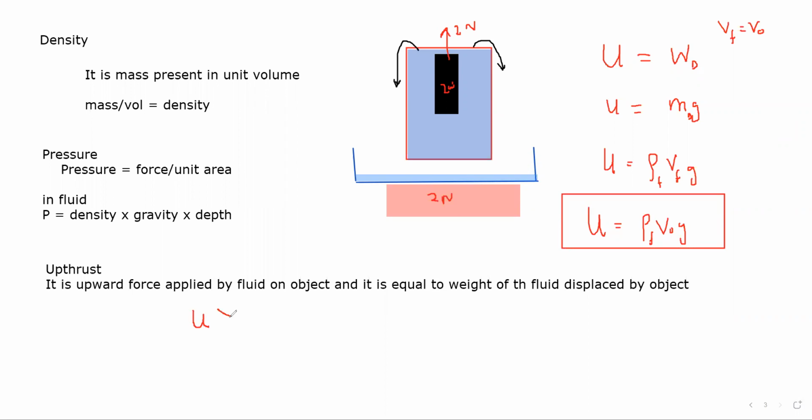If upthrust is more than or equal to the weight, then the object will float. If upthrust is less than the weight, or the weight is more, the object will sink. Is it clear, the concept of upthrust?